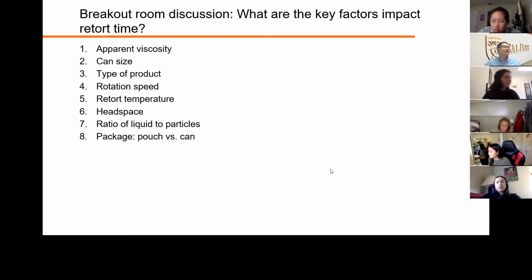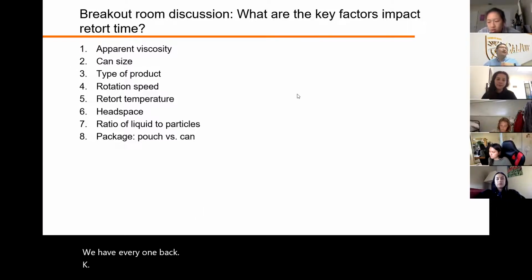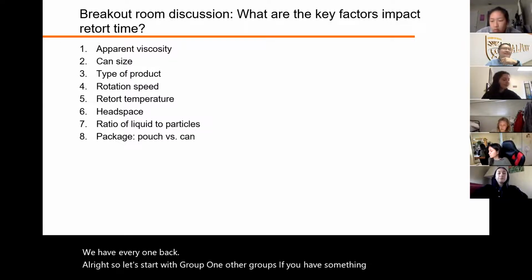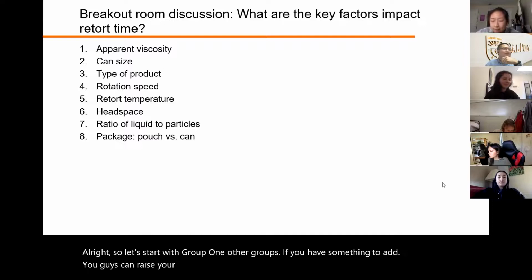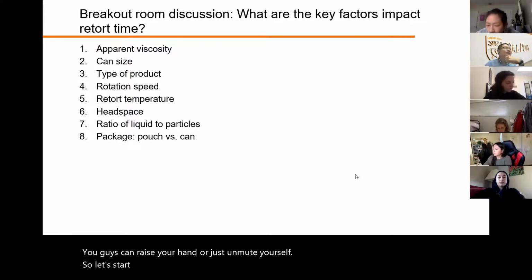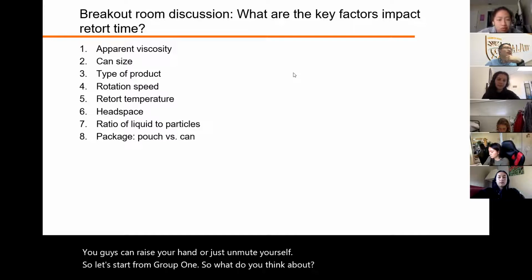Okay, so we have everyone back. All right, so let's start with group one. Other groups, if you have something to add, you can raise your hand or just unmute yourself. So let's start from group one. What do you think about how the apparent viscosity might impact the retort time?